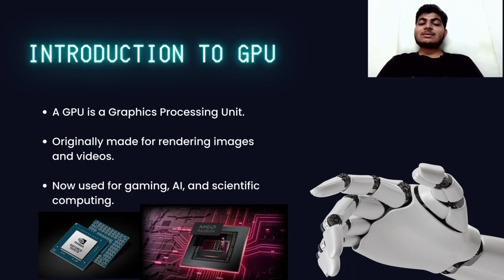Introduction to GPU. GPUs, graphics processing units, were originally designed to render images and video, but over time they have become central to gaming, AI, and scientific computing, thanks to their parallel processing capability. Popular GPU brands include NVIDIA and AMD.